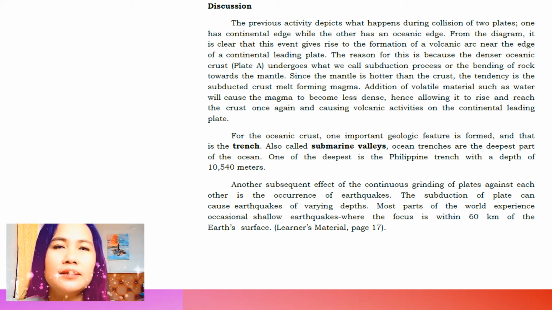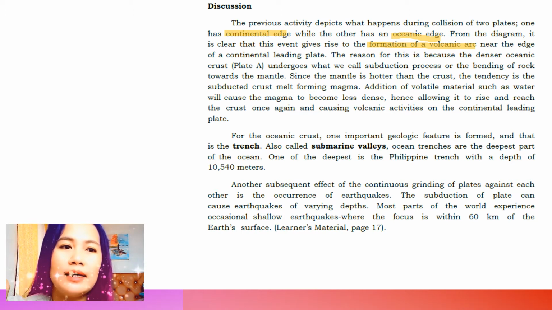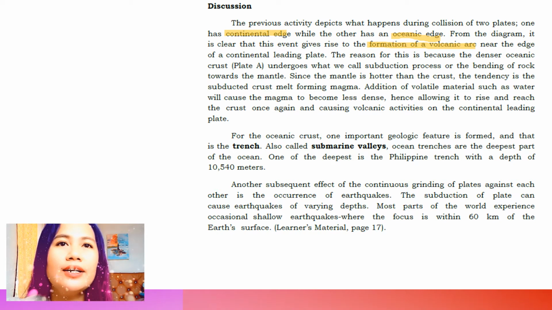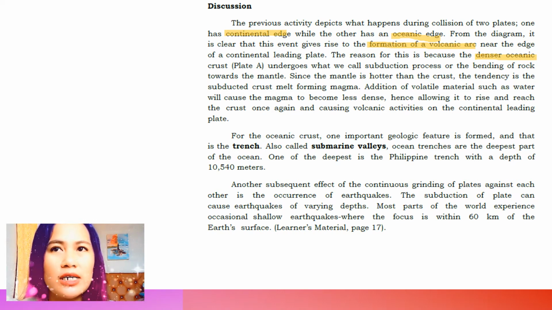Discussion. The previous activity depicts what happens during the collision of two plates. Ang usa kay continental, niyang usa kay oceanic. From the diagram, it is clear that the event gives rise to the formation of a volcanic arc. Volcanic arc, muna siya magporma og linya-linya sa volcanoes near the edge of the continental leading plate. The reason for this is because the denser oceanic crust, ang mas bugat or mas dasok nga oceanic crust, undergoes what we call subduction or the bending of rock towards the mantle.